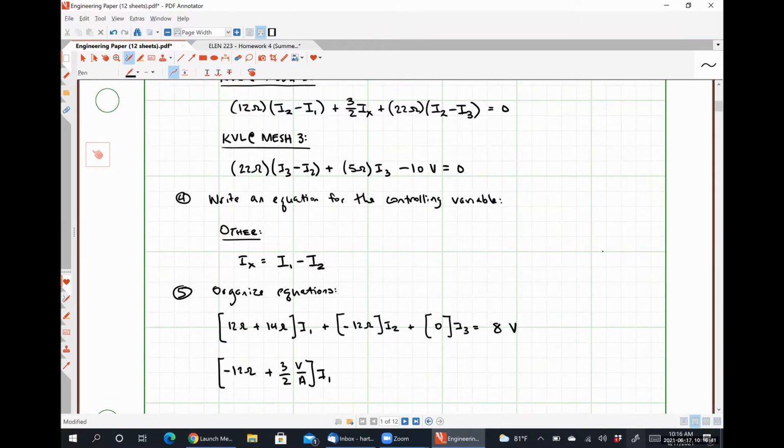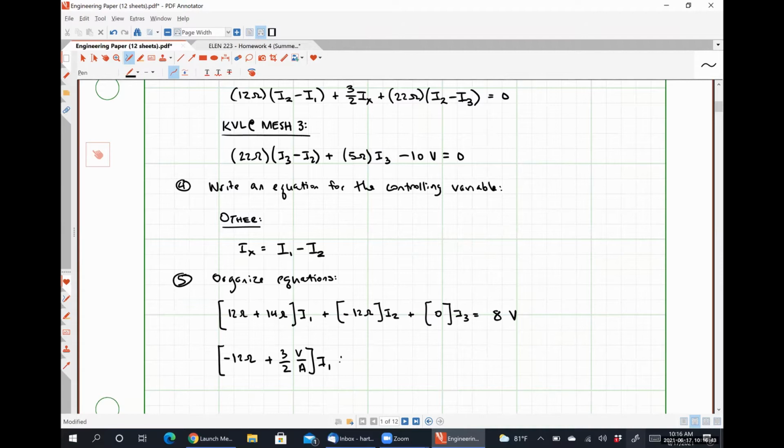For I2, we're going to have positive 12. We're going to have positive 22. And we are going to have negative 3/2. Finally, for I3, our coefficient is negative 22 ohms. And we have no constant terms in this equation, so we set it equal to 0.